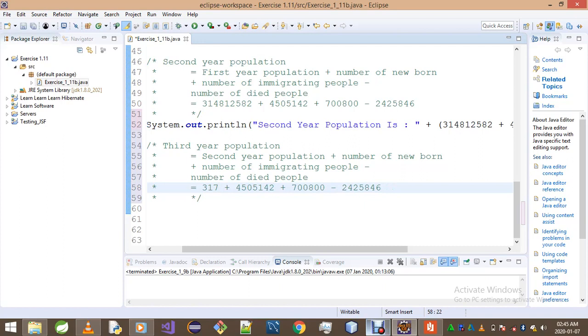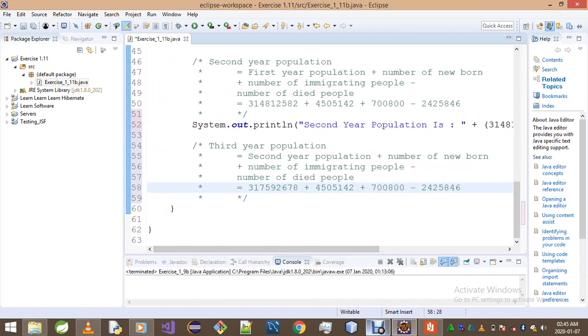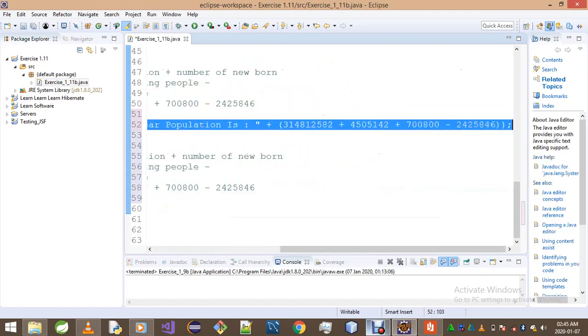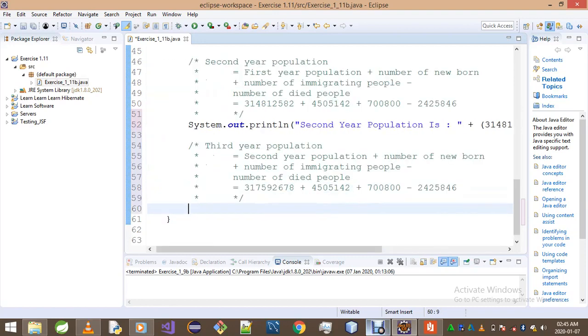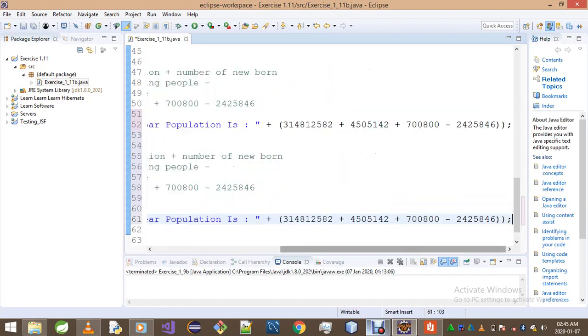317,592,678. You're going to keep copying and pasting. That's what you're going to be doing.